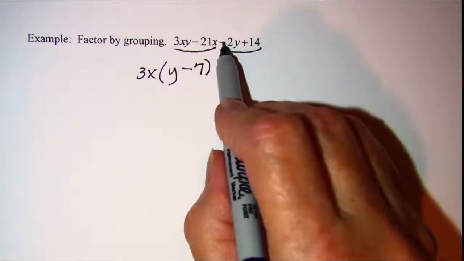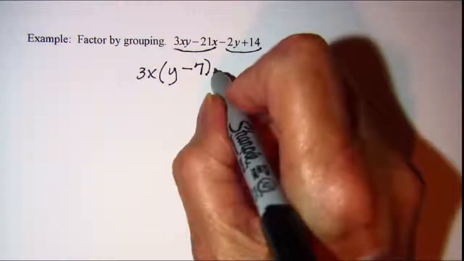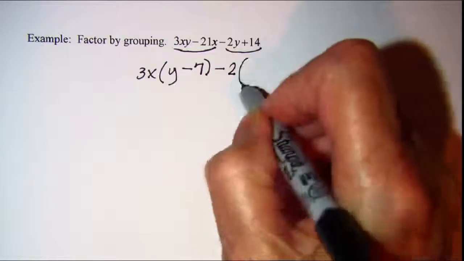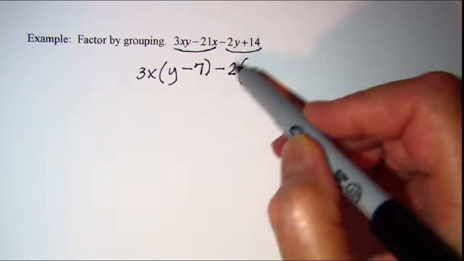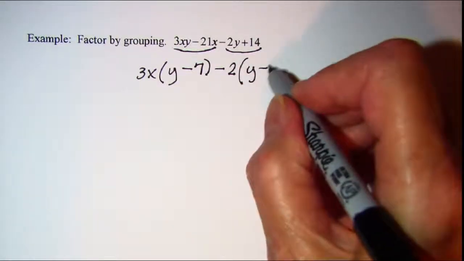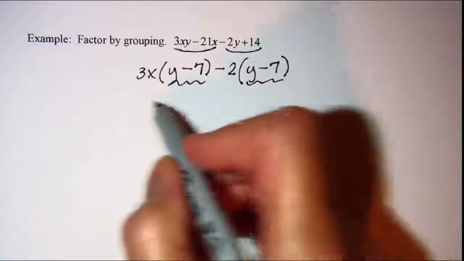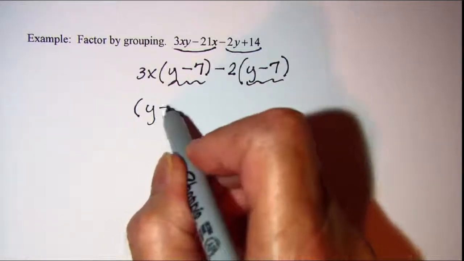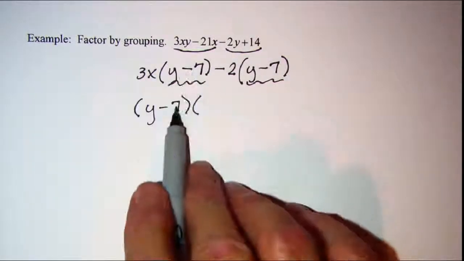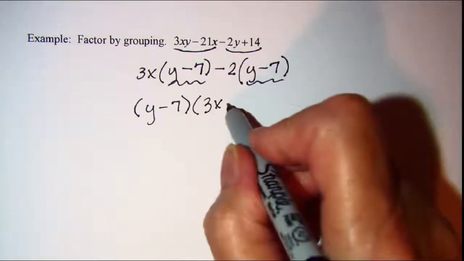And then I have a minus sign here in front of my first term of the second group, so I have to factor out negative, and then I have a common factor of 2. Negative 2y divided by negative 2 is y, and 14 divided by negative 2 is negative 7. Again, I have a common binomial factor that I can pull out in front, y minus 7 in parentheses, and then open my parentheses, divided by y minus 7 is 3x, and then minus 2.